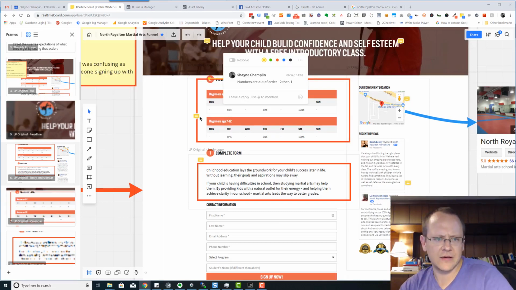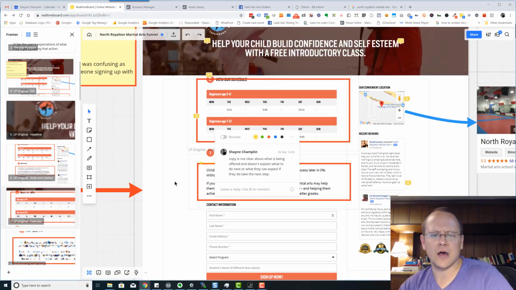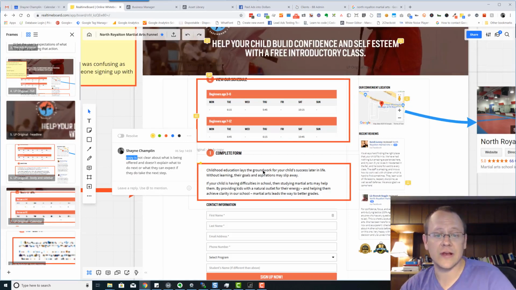Already talked about that. All right, down here, the body copy. Again, super ambiguous body copy. Childhood education lays the groundwork for your child's success later in life. Without learning, their goals and aspirations may slip away. This actually sounds like the headline to an education website. It doesn't sound like a martial arts school.